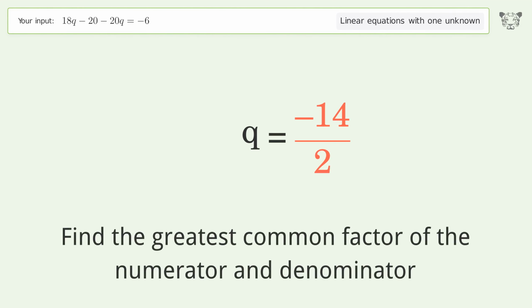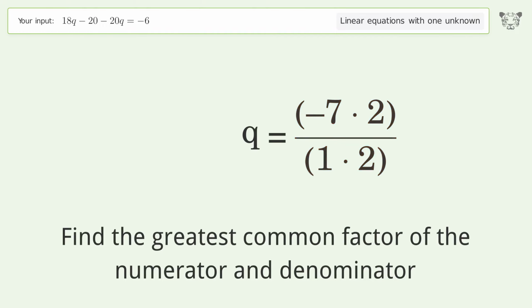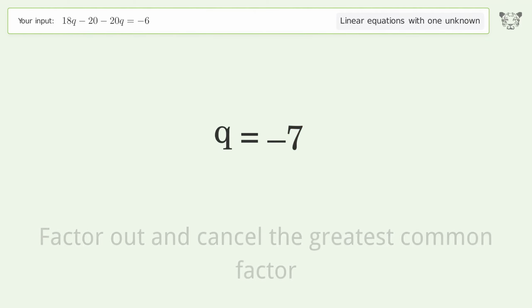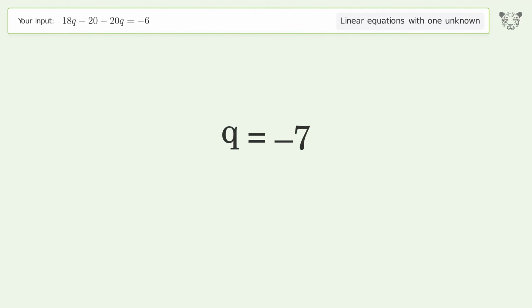Find the greatest common factor of the numerator and denominator. Factor out and cancel the greatest common factor. And so the final result is q equals -7.